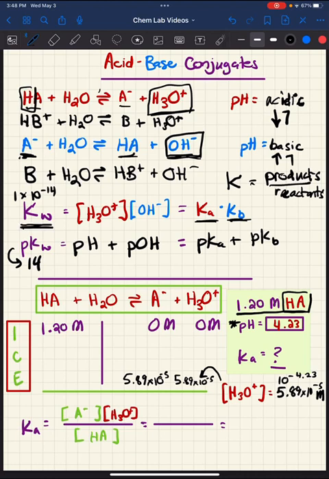Now, I've written out the acid dissociation reaction because we know we made a solution of the actual acid. So therefore, it's going to react with water reversibly to make some amount of conjugate base and hydronium. On our initial line, we would write out the concentration that we prepared the weak acid in, which was a 1.20 molar solution. And we'll assume that before it equilibrates, we had no conjugate base and no hydronium in solution. So I put 0 molar for both of those.